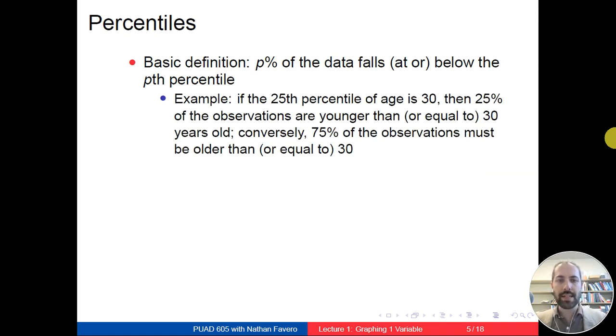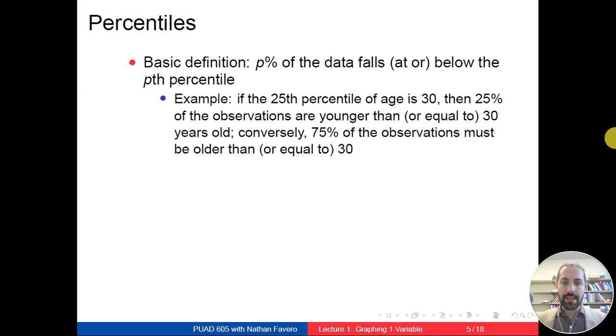This is again going to be easier with some examples, but let's say we're talking about the 25th percentile. Someone asks, what is the 25th percentile of age in your data set? And you run the numbers and say, well, my statistical software is telling me that 30 is the 25th percentile. What that means is that 25% of the observations in my data set are younger than 30, or perhaps equal or younger than 30. So, in other words, 25% of my data in that case is younger than or equal to 30.